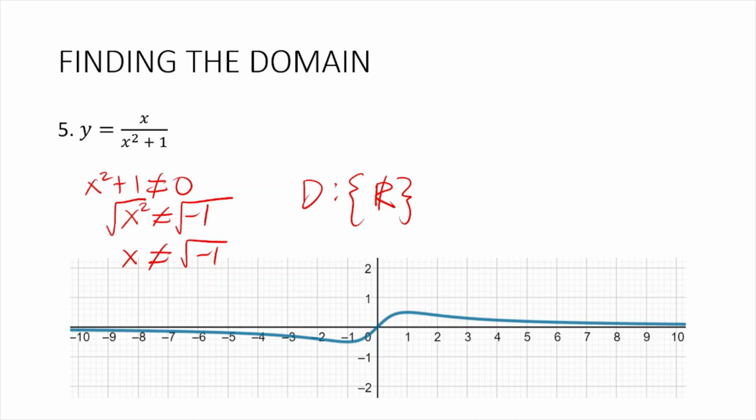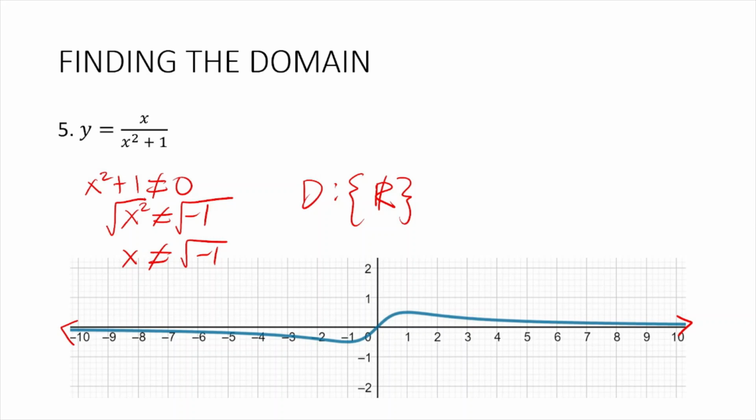Okay, and this will be verified by its graph. As you can see, it's a continuous function, or the graph is a continuous graph. So there are no interruptions or breaks in the graph. Therefore, the domain includes all real numbers. This goes on to negative infinity and on and on to positive infinity. So no restrictions for this one. The domain is the set of all real numbers.